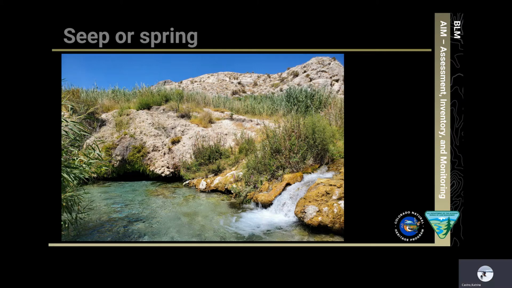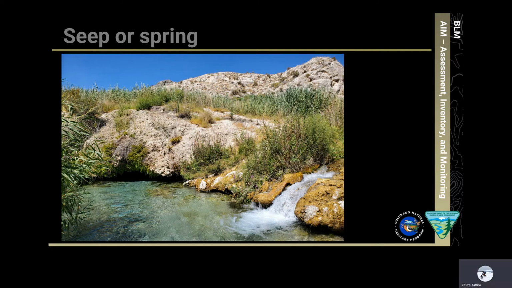A seep or spring is a localized discharge point of groundwater. Use this water source to indicate a specific point source of groundwater discharge, such as a spring head. This water source typically occurs in conjunction with diffuse groundwater discharge.